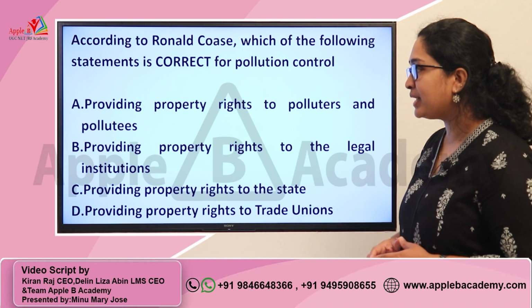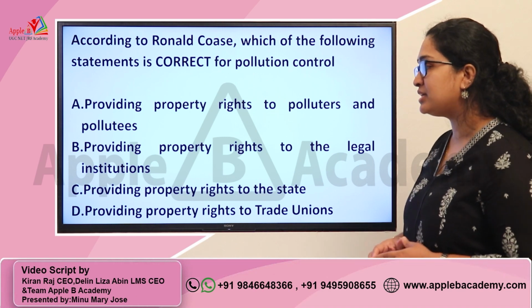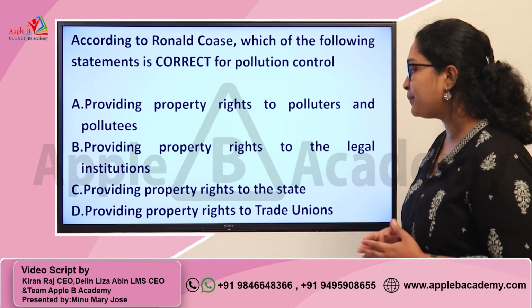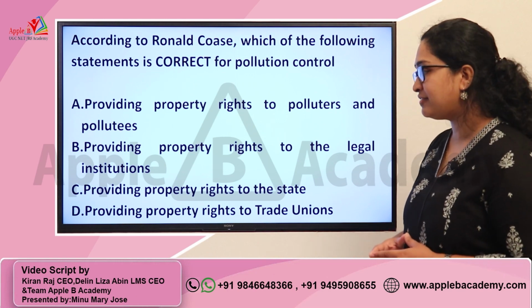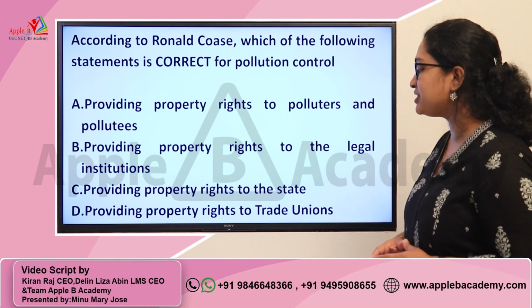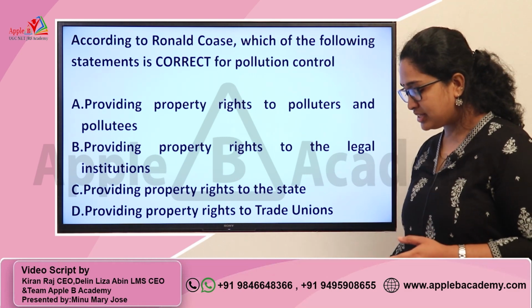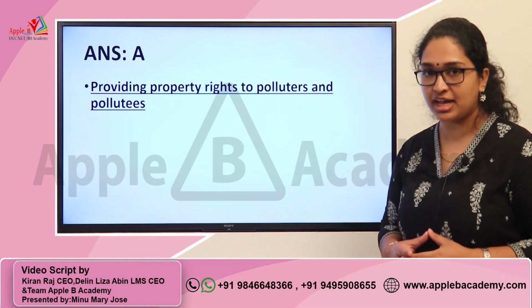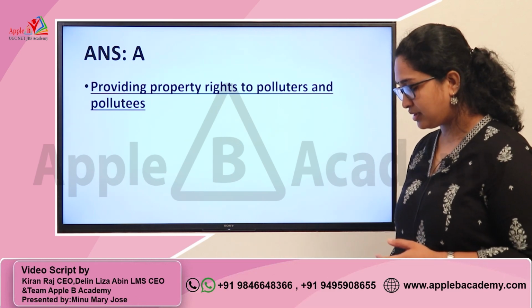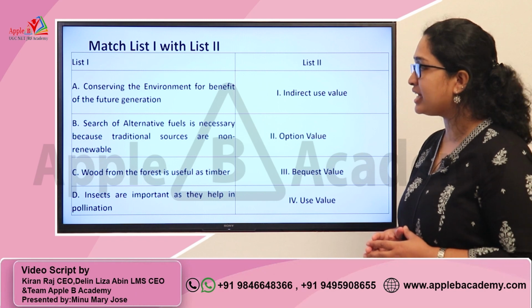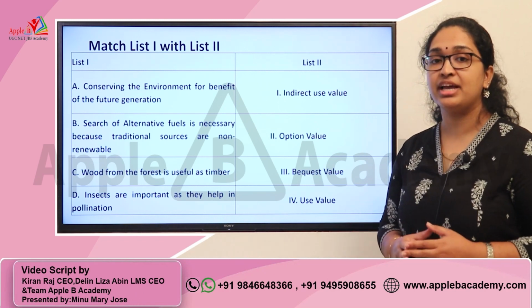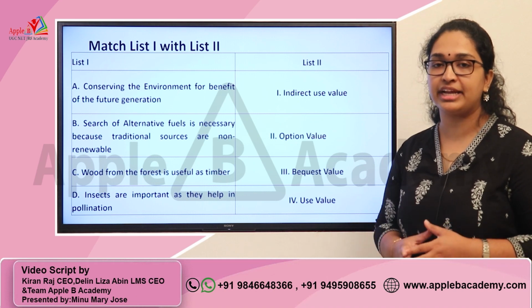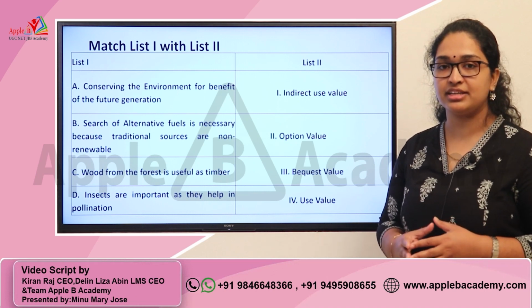The options are providing property rights to the polluters and pollutees, providing property rights to the legal institutions, providing property rights to the state, and the final one, providing property rights to the trade unions. So the answer will be option A, providing property rights to the polluters and the pollutees. Now the next question again is from environmental economics. As you know, NTA has been giving importance to environmental economics and its related concepts recently in its different exams.